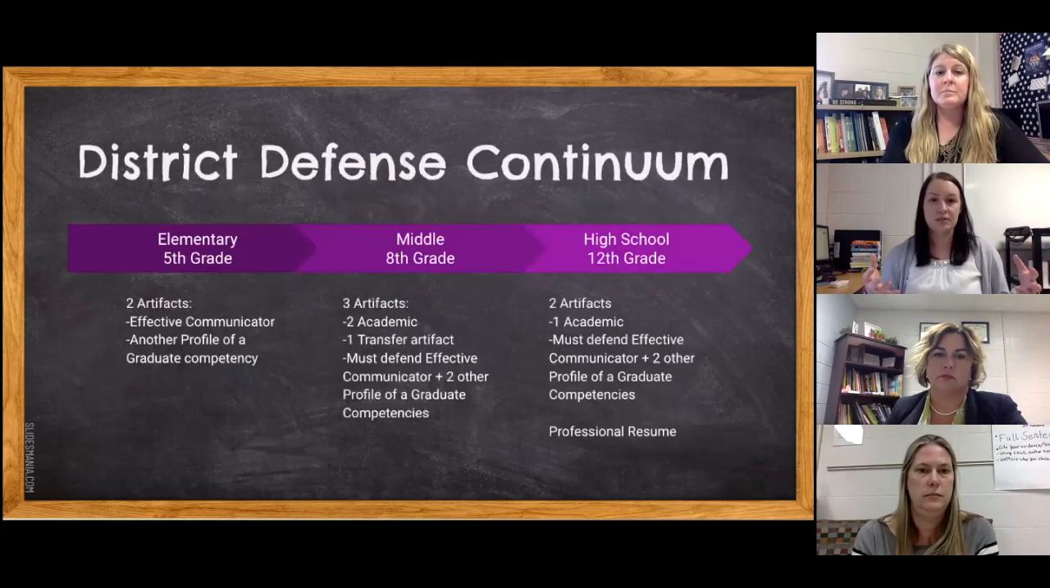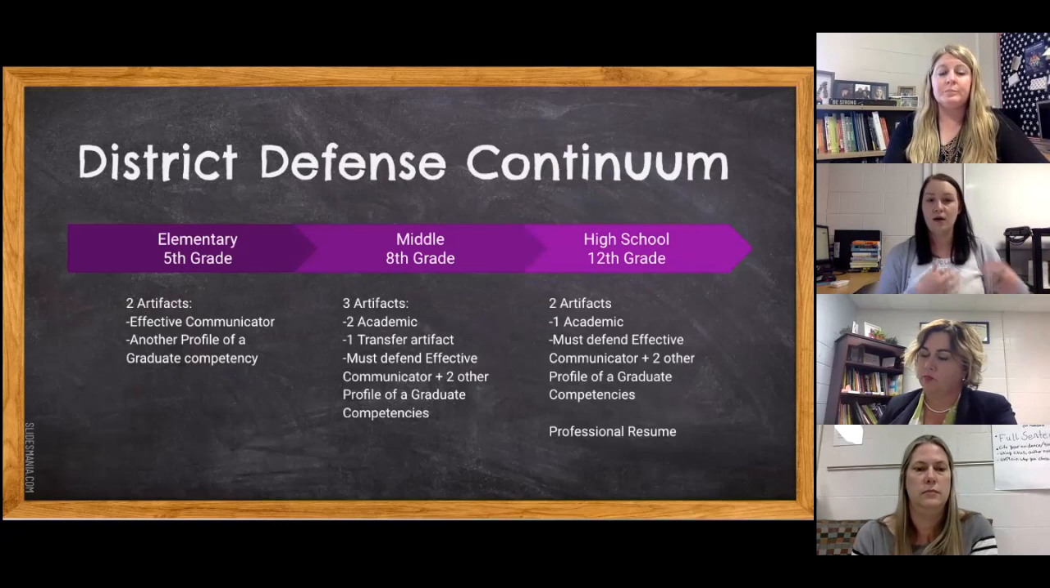Before I get into that, I want you to see kind of our big picture of what we're doing across the district. If you look at this continuum, you can see that defenses are at every level. In elementary school, they're doing them in 5th grade, middle school does them in 8th grade, and high school does them in 12th grade. And they are working on those throughout the other years as well. So this really is something that they will continue to work on throughout their entire schooling experience until they graduate in 12th grade.